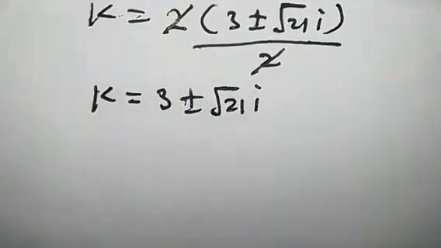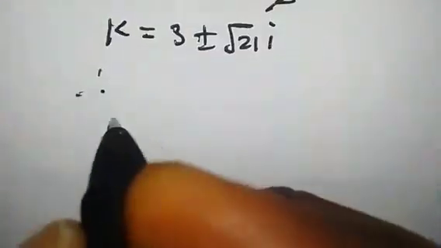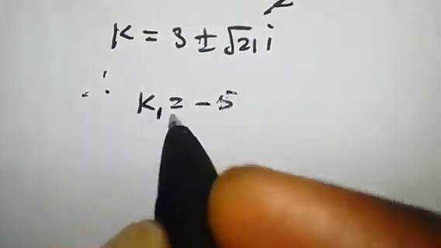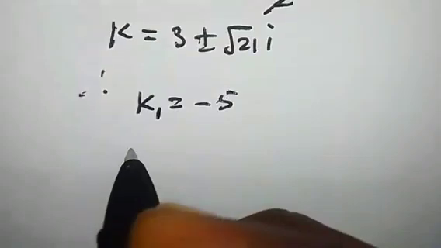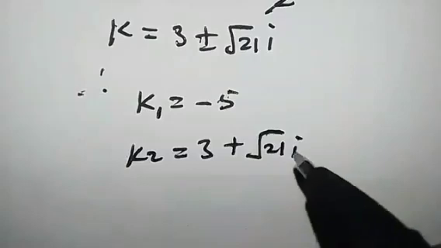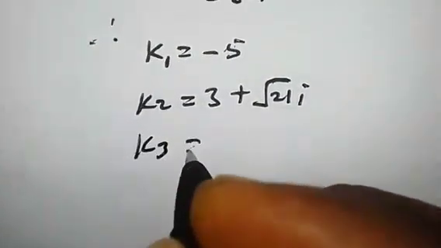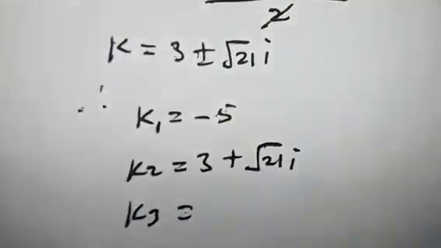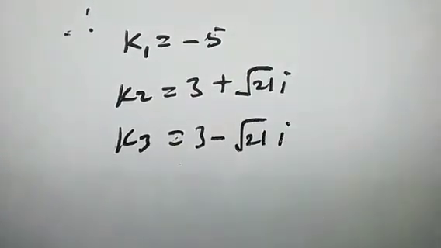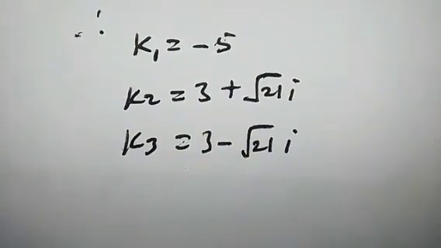This is another solution. So, therefore, we can claim that the first solution that we obtained is actually k equal to negative 5. Let's call it k1. From this line, we can obtain our k2. K2 is clearly equal to 3 plus the square root of 21i, by considering the positive sign. Also, k3, considering the negative sign, is 3 minus the square root of 21i. So, these are the three solutions for this algebra question.